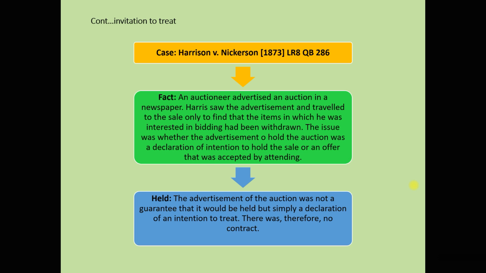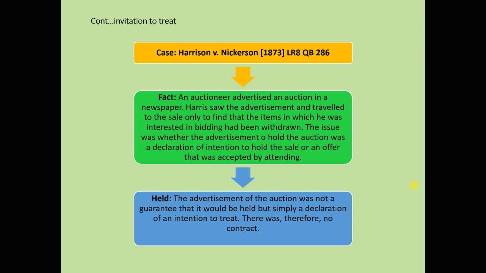So Harris saw the advertisement and traveled to the sale, only to find that the item in which he was interested, the bidding had been withdrawn. It's very unfortunate. The issue is whether the advertisement of the auction was a declaration of intention to hold the sale or an offer that was accepted by attending.